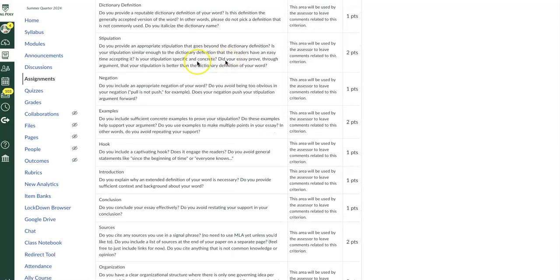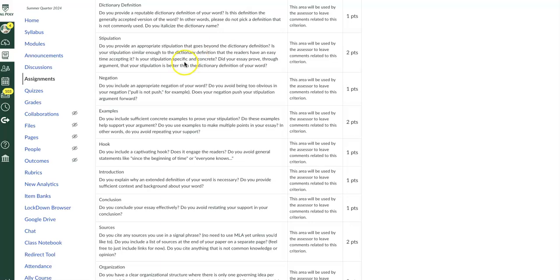Moving on to your stipulation. So the main point of this definition essay is that you are making an argument for your stipulation, your interpretation of a definition for your word. So make sure that your stipulation goes beyond the dictionary definition. For some of you, it's going to be more specific, and for others, it's going to be broadened, depending on what argumentative structure that you're taking.